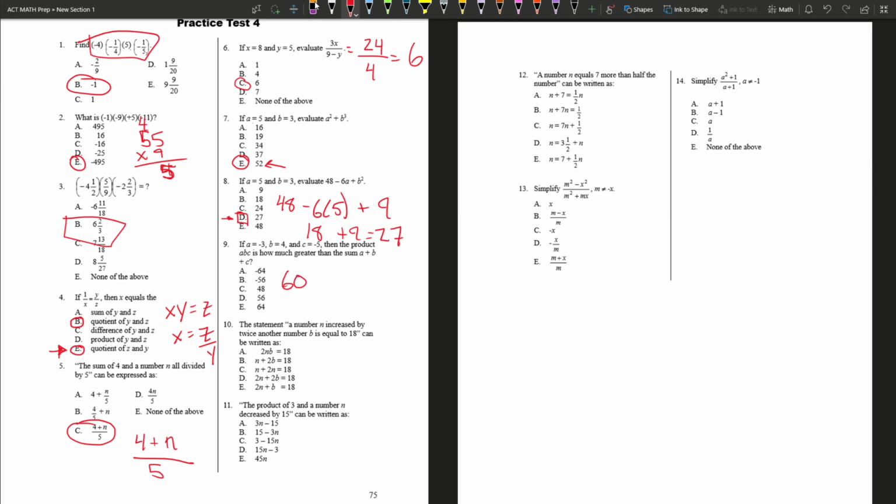Yeah. So how much greater is 60 than negative 4? Yep. Liam and Carter, does that make sense? Okay.